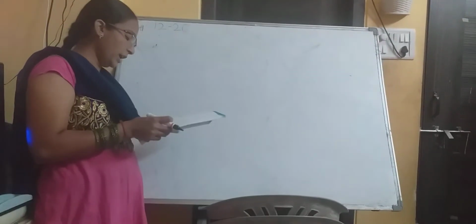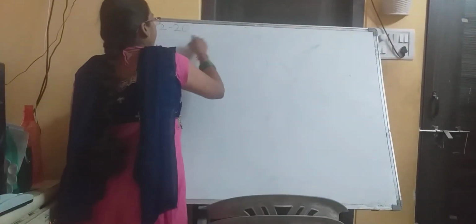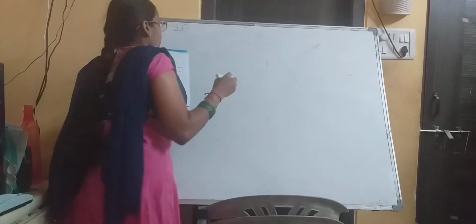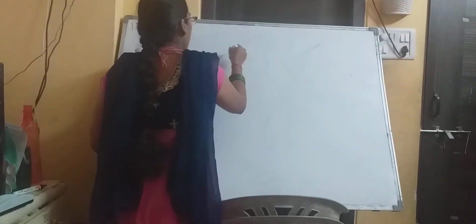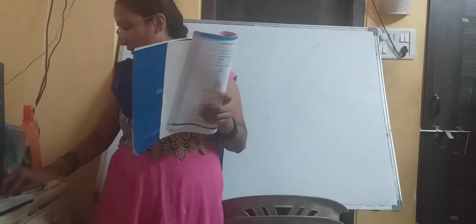Yes. Now, third bit, children. Third bit, you see, if you have decimals, no? Third bit, children. 563 divided by 0.4. Wait, children, my marker is not working. Wait for 2 minutes.